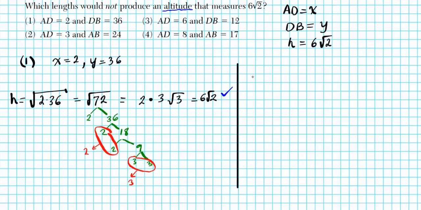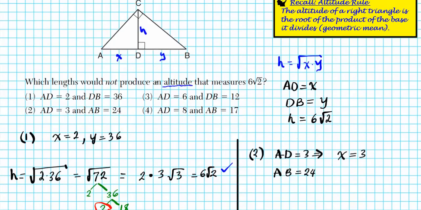Okay, so for option 2, we have AD is 3. So since AD is 3, that follows that X, because X is AD, okay, so X is 3. We are provided with AB. AB is 24. So if AB is 24, can we use this information to figure out what DB is? Because DB is Y. Okay, so let's go back and take a look at our diagram here. AD is 3, so this side length here is 3. And the entire length from A all the way to B is 24. Okay, so the entire segment is 24 and a portion of it is 3. Then the remaining portion, DB, has to be what?